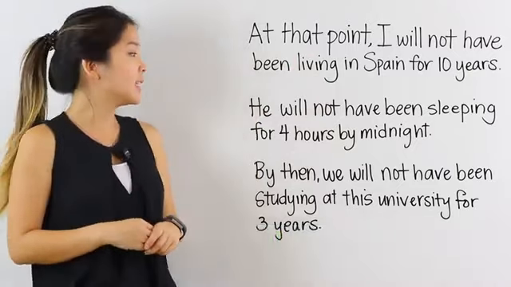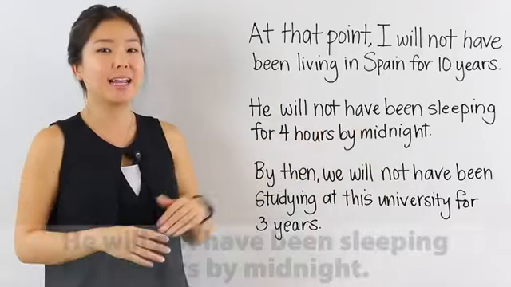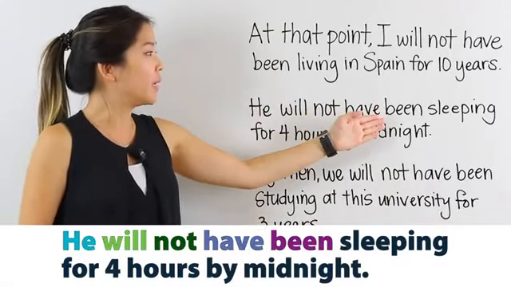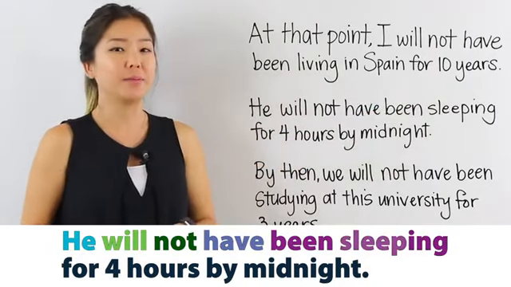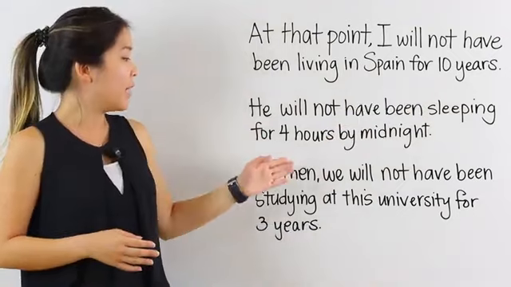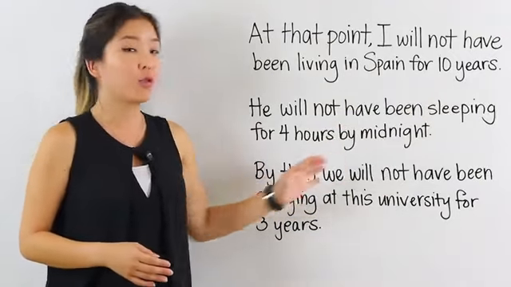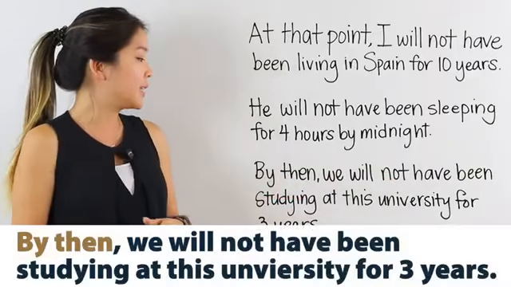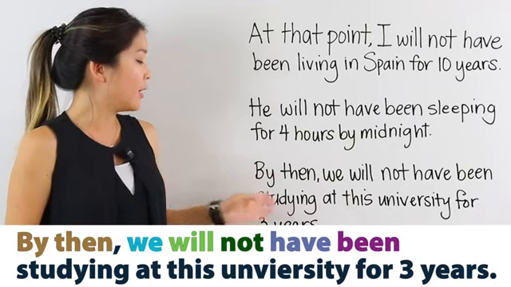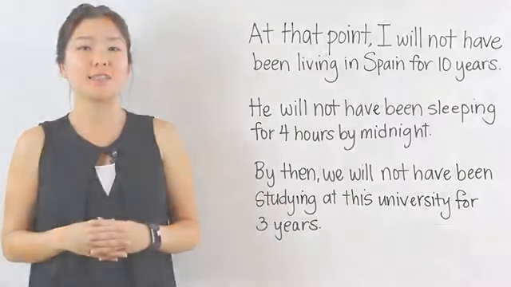The next sentence says, he will not have been sleeping for 4 hours by midnight. Again, we see the subject, will not have been, and then verb-ing, sleeping. The last sentence says, by then, we will not have been studying at this university for 3 years. Again, we see the subject, we, will not have been, and then verb-ing. Here, studying. Let's move on.